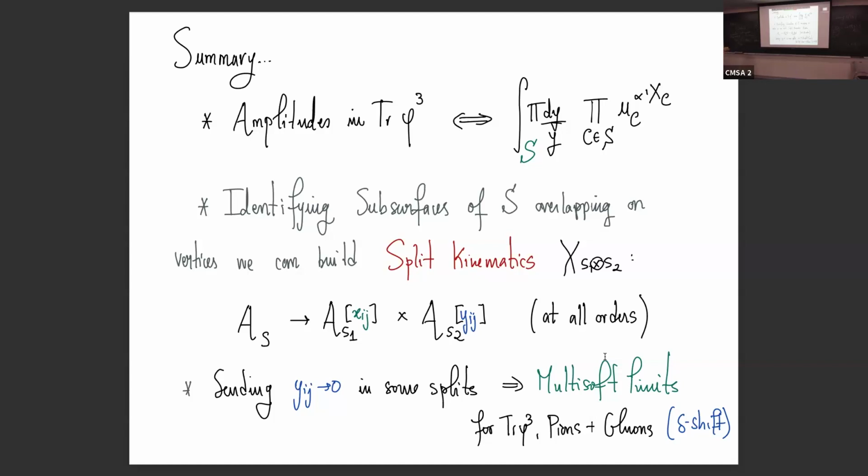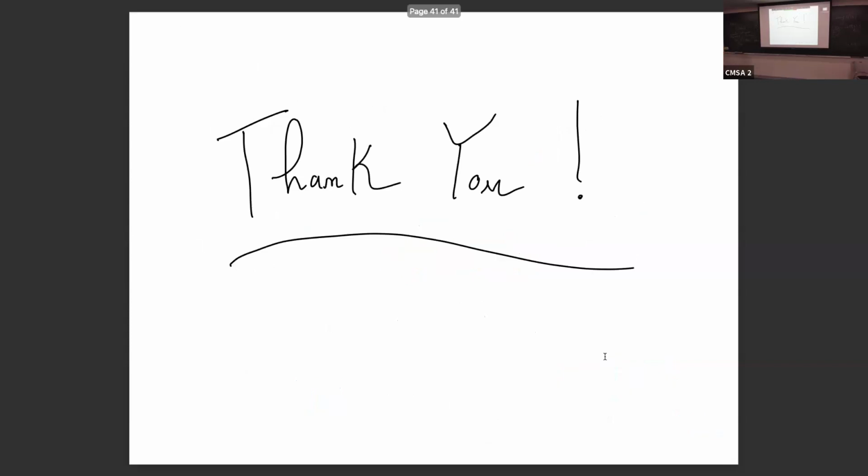And in particular, if we consider the further limit where the kinematics of one of these factors goes to 0, then we can access this interesting physical limit of multi-soft limits for trace phi cubed, pions and gluons. And that's all.